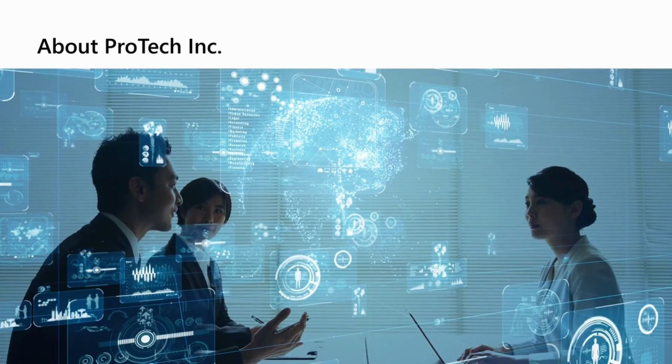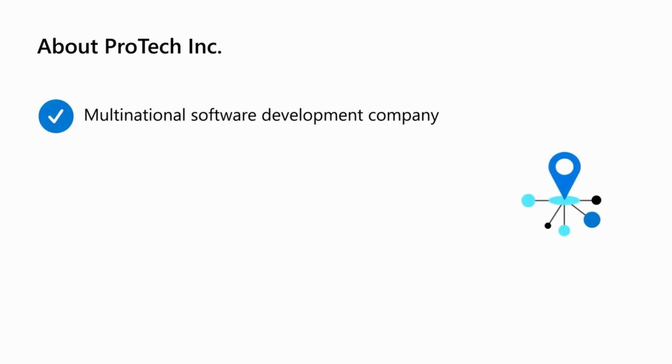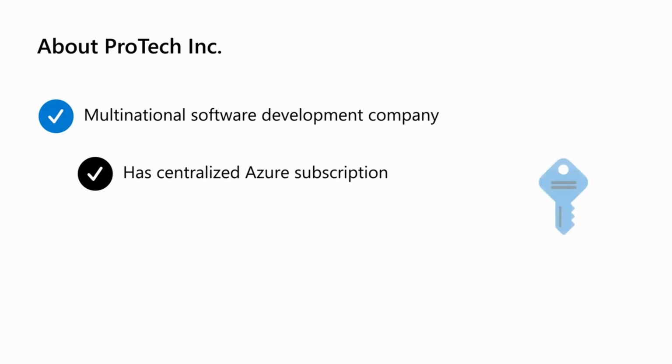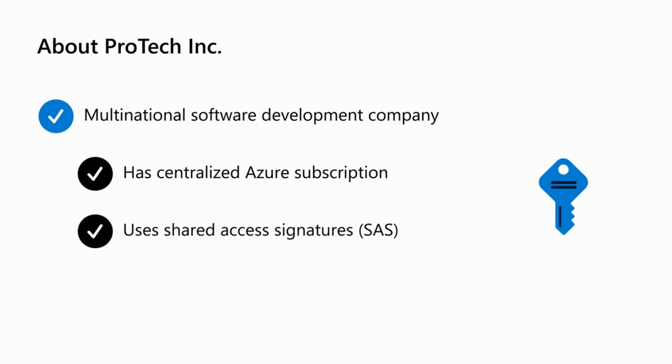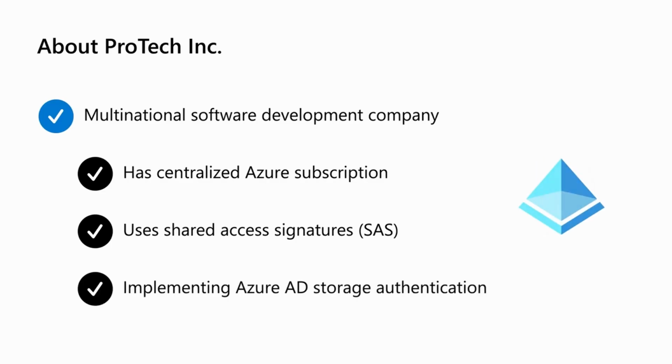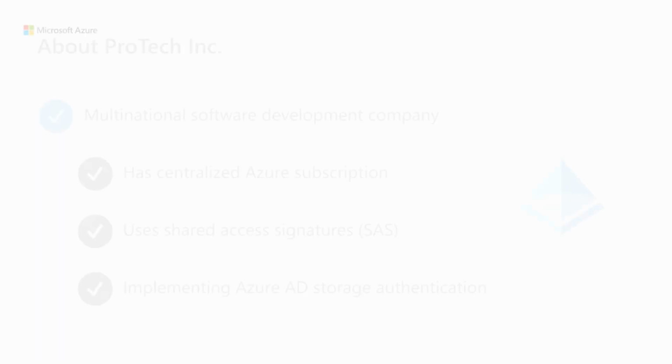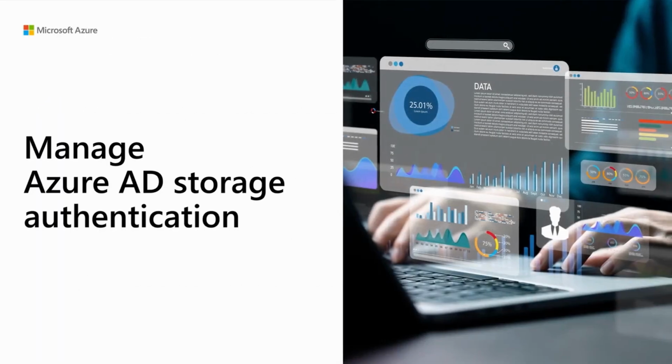Imagine you're on the IT team at Protech Inc., a multinational software development company with development teams spread across different regions. Protech has a centralized Azure subscription where they store code repositories, artifacts, and other development assets in Azure Storage. It's been using shared access signatures, also called SAS, to grant temporary access to developers. However, due to challenges with SAS, including limited control over permissions and difficulties in managing access for the different teams, Protech has decided to implement Azure Active Directory, also called AD, storage authentication. Welcome to the video, Manage Azure AD Storage Authentication.